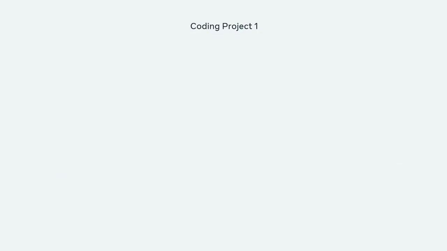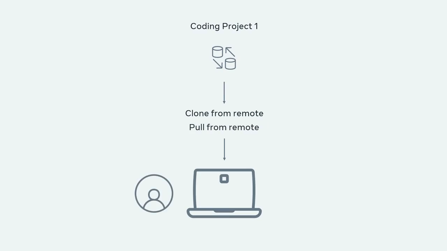To demonstrate both of these in action, let's say we have a project called Coding Project 1, which is located on GitHub with a unique URL. In other words, this project is stored on the remote server. When a user wants to copy this project to their local device, they need to either perform a clone, if it's the first time, or pull it to get the latest changes. To clone a project, a user must first choose a folder on their local machine.